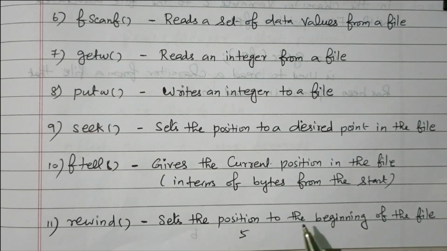So what we have: fopen and fclose, opening the file and closing the file. fprintf and fscanf normally read the data and write the data to a file. getc and putc refer to characters. getw and putw refer to integers. fseek sets the position, ftell gives the current position, and rewind goes to the beginning. Now we'll see one example program for these file handling functions.